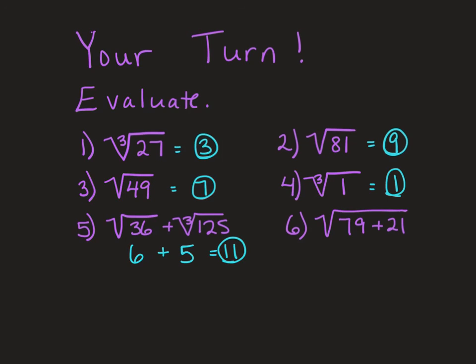Number 6 is also a little different. We have the square root of 79 plus 21. So we actually have a group within this square root. And if we think about order of operations, the square root symbol is kind of like a parenthesis. We're going to work what's inside that grouping symbol, that parenthesis, first. So in that grouping symbol, we have 79 plus 21. So when we add those, we get 100. And the square root of 100 is 10.